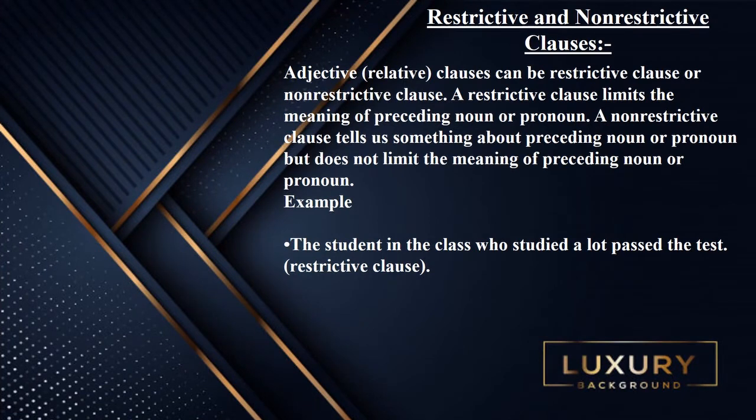Let's discuss restrictive and non-restrictive clauses. Adjective clauses can be a restrictive clause or a non-restrictive clause. A restrictive clause limits the meaning of the preceding noun or pronoun. A non-restrictive clause tells us something about the preceding noun or pronoun, but does not limit the meaning of the preceding noun or pronoun. For example, the student in the class who studied a lot passed the test. It is a restrictive clause. In the first sentence, the clause who studied a lot restricts information to the preceding noun, that is student. It means there is only one student in the class who studied a lot, hence it is a restrictive clause.